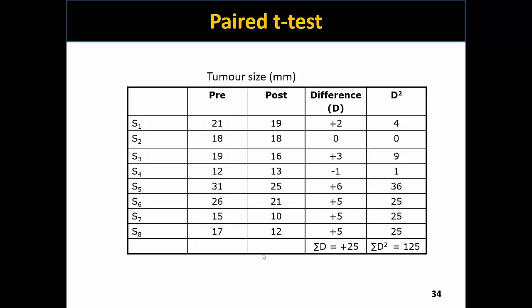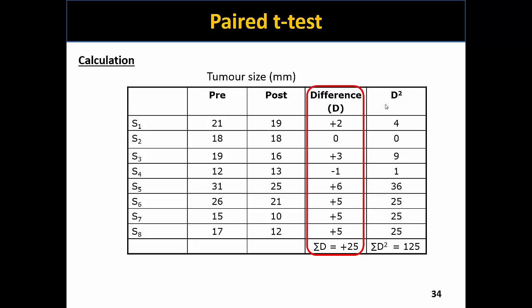So coming back to our table here, recall that our first step was to calculate the actual difference from each of the participants or the subjects in the study. So 21 subtract 19 was a positive 2. Recall that our fourth patient saw an increase in tumor size by 1 millimeter. And so we add those up vertically.